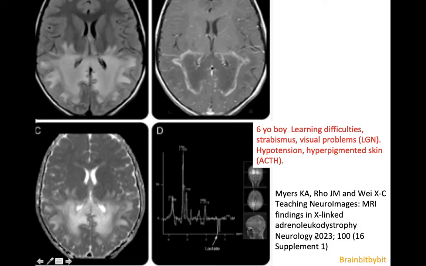Coincidentally, this year there was a teaching neuroimage in Neurology of a 6-year-old boy with typical imaging findings of X-linked adrenoleukodystrophy, with parieto-occipital white matter abnormalities with an enhancing zone and also abnormalities on spectroscopy. And he presented with learning difficulties and visual problems caused by the involvement of the lateral geniculate nucleus of the thalamus in this parieto-occipital predominant pattern, hypotension and a hyperpigmented skin, which was caused by the adrenal problems.